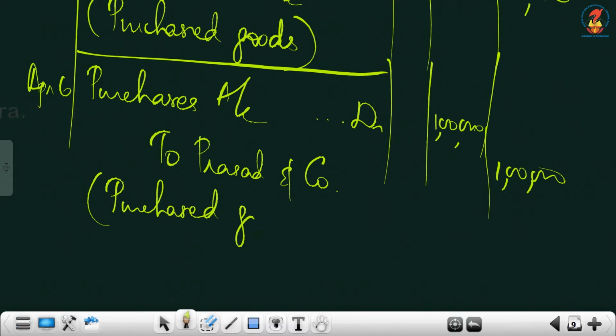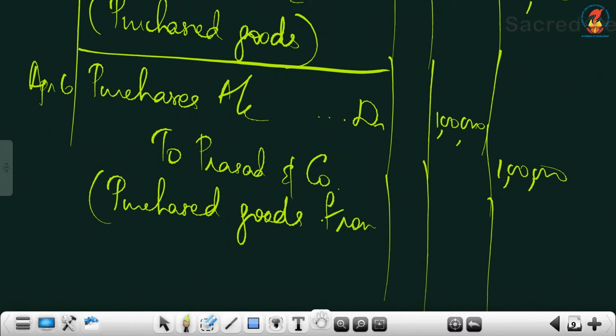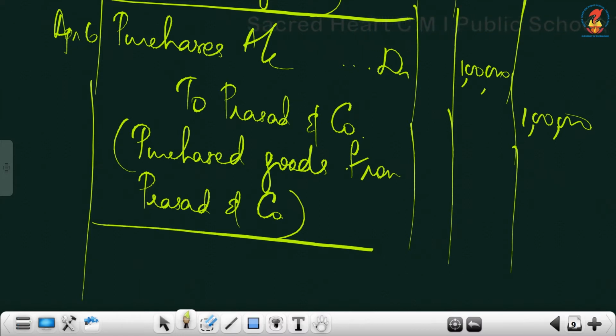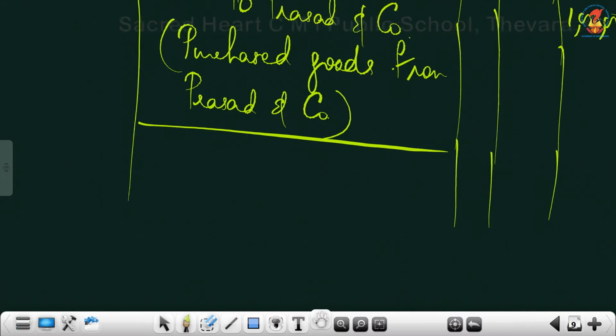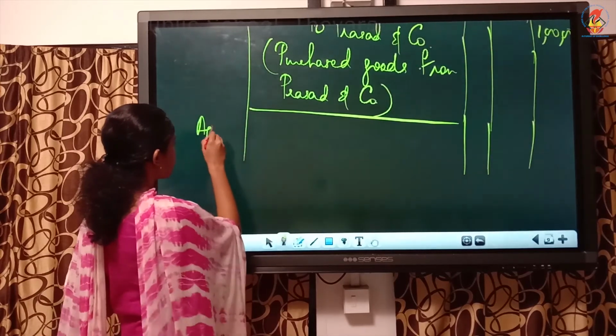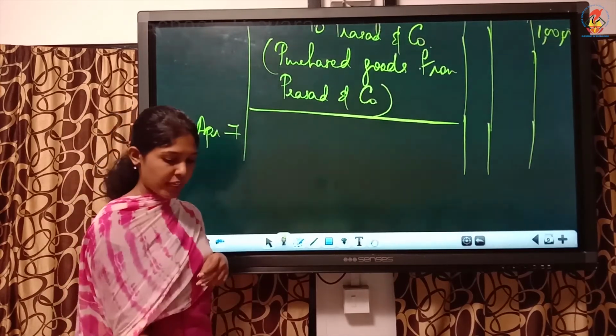Purchased goods from Prasad and Company. Then April 7th. All these are familiar transactions.